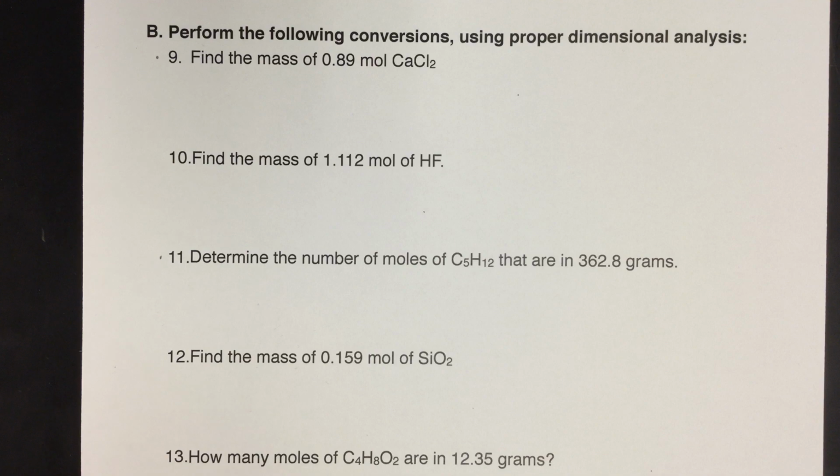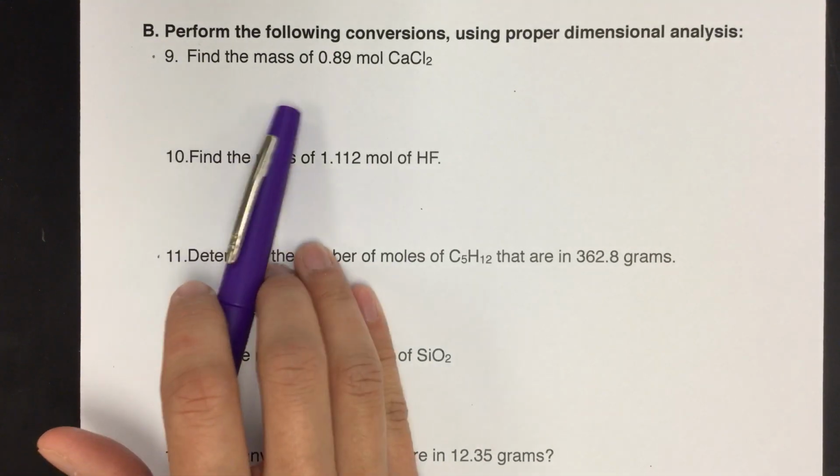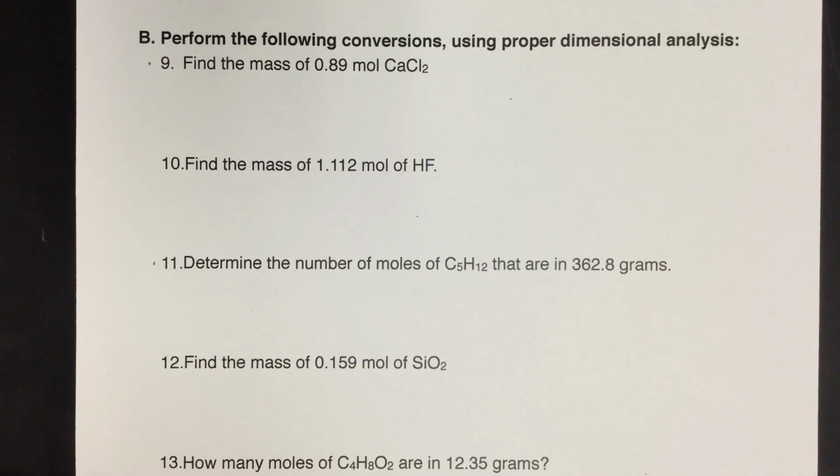So I'm going to do a few problems, kind of like one of each type. So it might take a little bit of time because we will be doing molar mass as well. But if you're having trouble with this, hopefully this will help you out. So the first question I want to do is number 9. Find the mass of 0.89 moles of calcium chloride.